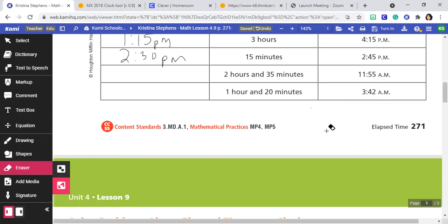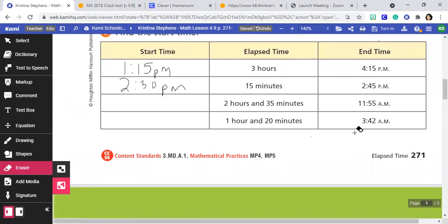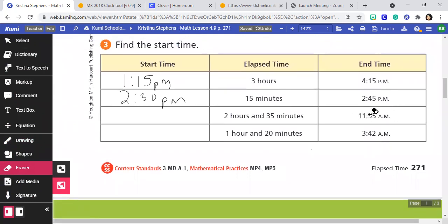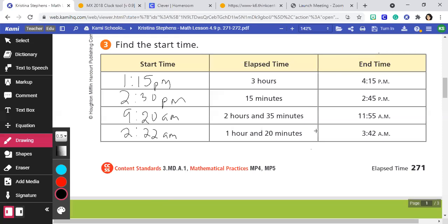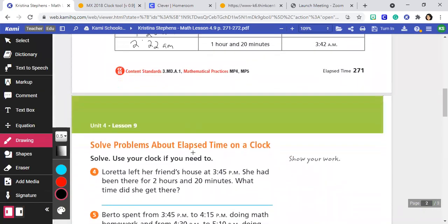Why don't you pause the video right now and see if you could figure out what the start time is for 11:55 a.m. and 3:42 a.m. Well, third graders, did you get a start time of 9:20 a.m. and 2:22 a.m.? If you didn't, that's okay. Write down this question to talk to your teacher about. Let's keep going.